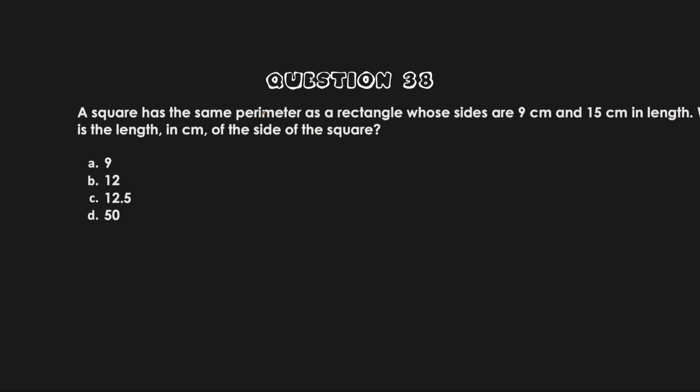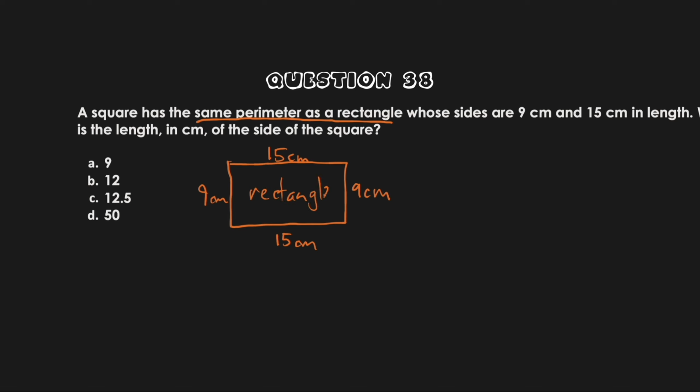So it says a square has the same perimeter as a rectangle whose sides are 9 centimeters and 15 centimeters in length. So let's say we have a rectangle. The length is 15 centimeters and the side is 9 centimeters wide. So if they have the same perimeter, so the perimeter of the rectangle, we add up all the sides, so 15 plus 15 plus 9 plus 9. So 15 plus 15 is 30 and 9 plus 9 is 18. So therefore it's 30 plus 18, which is 48 centimeters. So that's the perimeter of the rectangle.